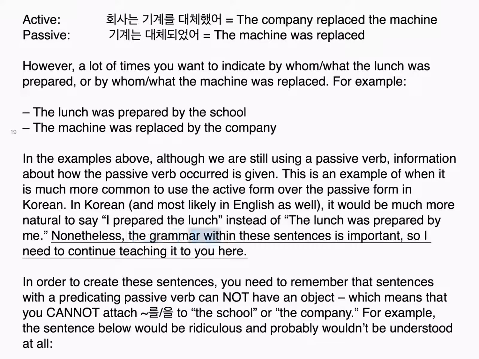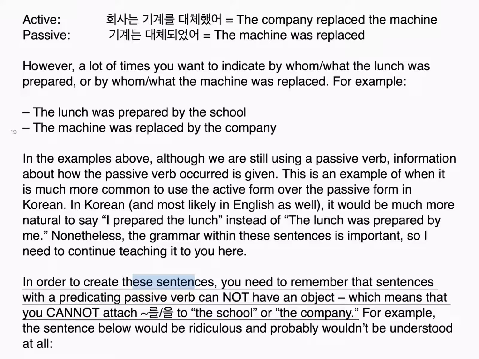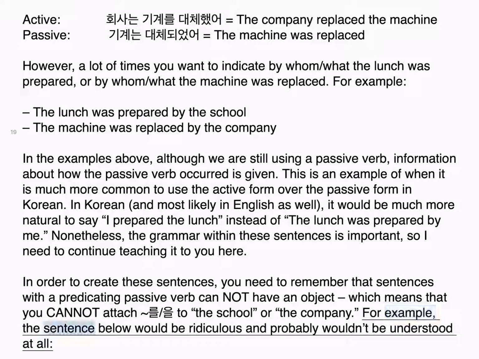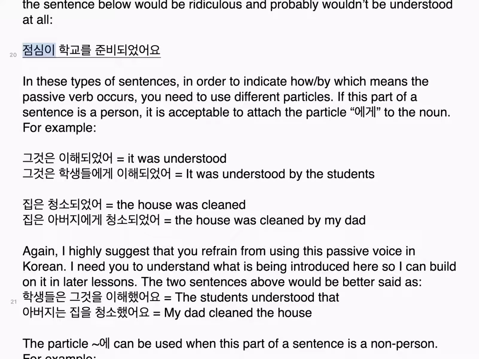Nonetheless, the grammar within these sentences is important, so I need to continue teaching it to you here. In order to create these sentences, you need to remember that sentences with a predicating passive verb cannot have an object, which means that you cannot attach 를 to the school or the company. For example, the sentence below would be ridiculous and probably wouldn't be understood at all: 점심이 학교를 준비되었어요. In these types of sentences, in order to indicate by which means the passive verb occurs, you need to use different particles.